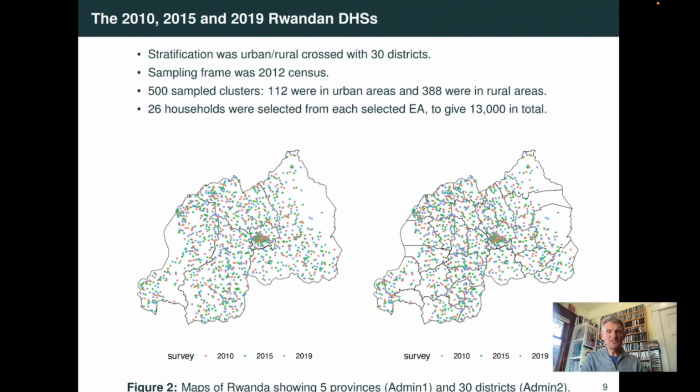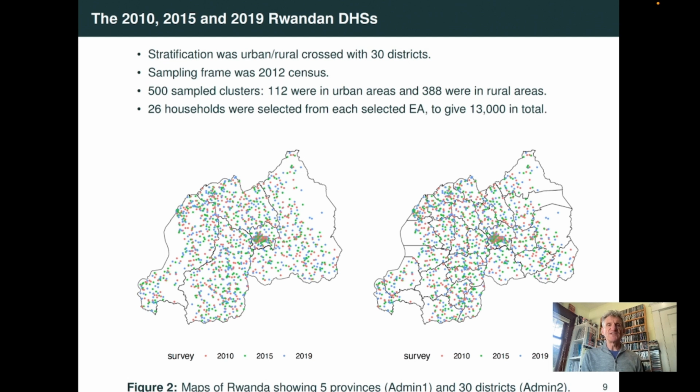Okay, so here are two maps of the same map, just with different geographical boundaries. On the left we see the 5 admin 1 areas of Rwanda, on the right the 30 admin 2 areas, and then those dots are just the 3 different surveys that were carried out in Rwanda: 2010, 2015, 2019. Later on we'll just focus on the blue dots, which are the 2019 samples.